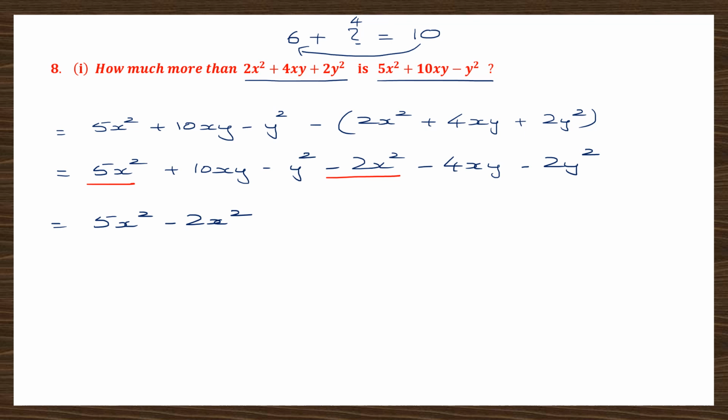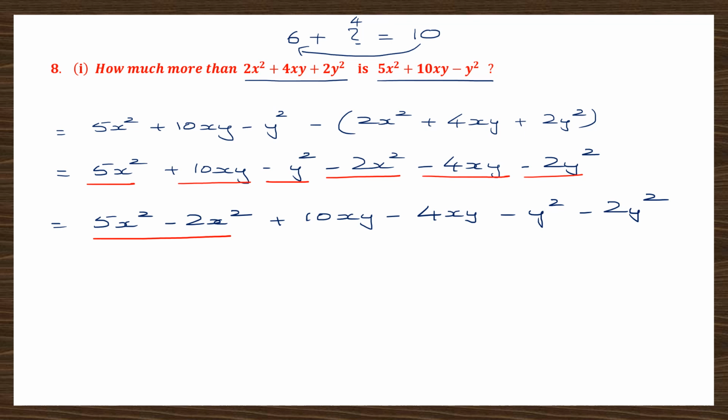Now let's look at the xy's. Plus 10xy minus 4xy. Then we have the y squares, minus y square minus 2y square. Let's work on the like terms. So here we have 5x square minus 2x square. Take only the numbers, 5 minus 2. 5 minus 2 is 3. So that becomes 3x square.